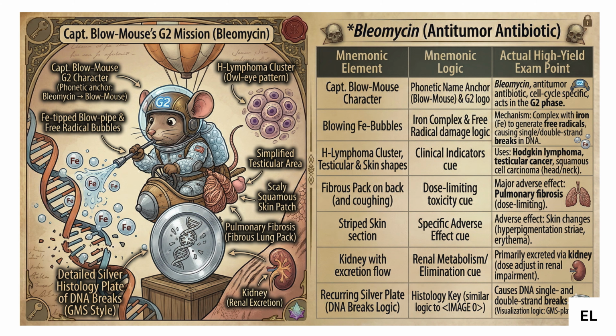So the next time you hear Bleomycin, imagine this entire scene. The G2 phase hero, the iron bubbles damaging DNA, the cancer targets, and the fibrotic lungs. With this one visual story, you can recall all the high-yield pharmacology points instantly.